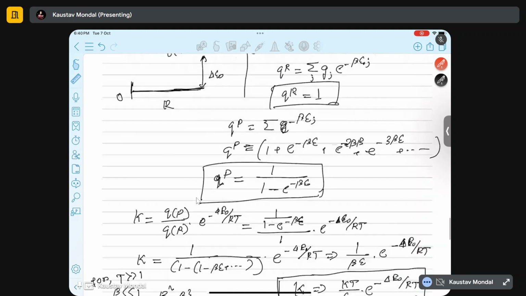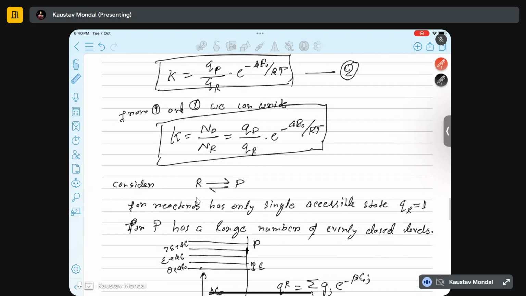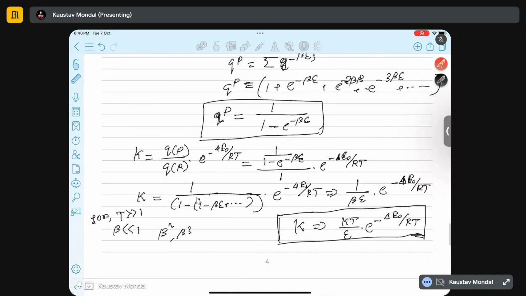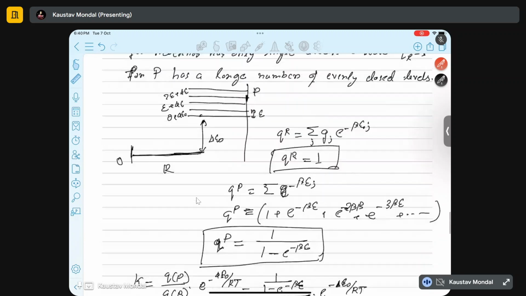This will be the expression of the equilibrium constant K, right? Okay, so we got the equilibrium constant K value.